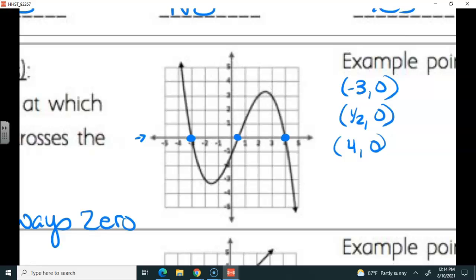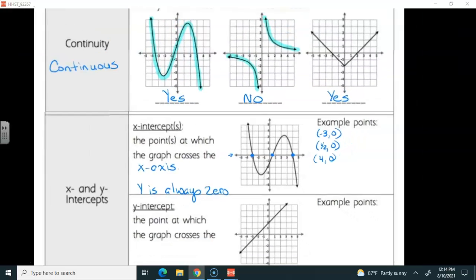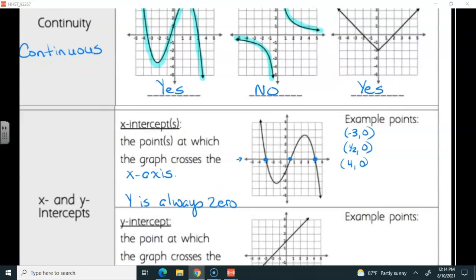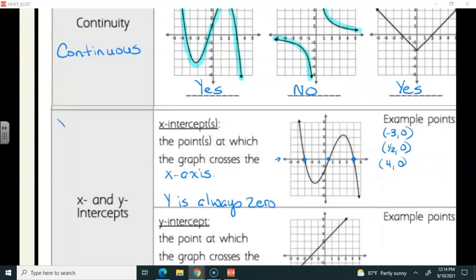So make sure that you understand that the intercepts are points on the graph, and the x-intercept is where the graph crosses the x-axis. Now, if you recall, there are other words that are used for x-intercepts. The x-intercept is one word, solutions, roots, and zeros. So all of those are words used for x-intercept.